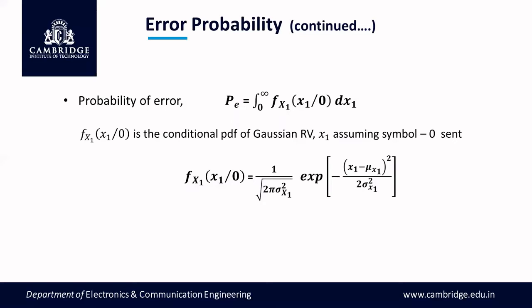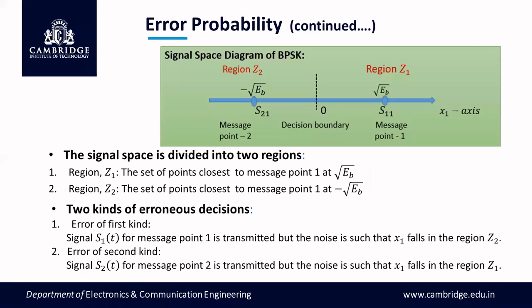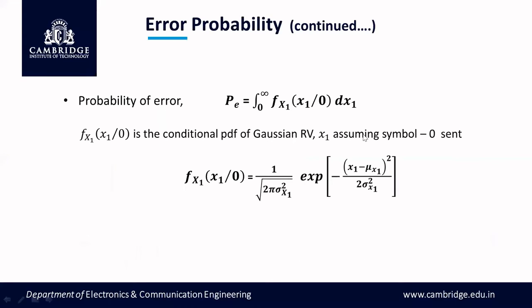To get this idea of limits, you go back to the signal space diagram. In the previous slide, I assumed that symbol 0 was sent, corresponding to this point. Then this region is erroneous. This region starts from 0 and extends up to infinity. That's why the limit is 0 to infinity.